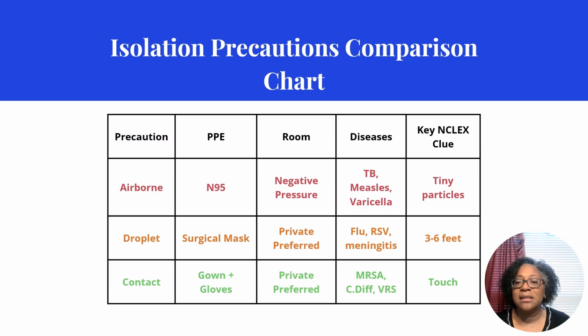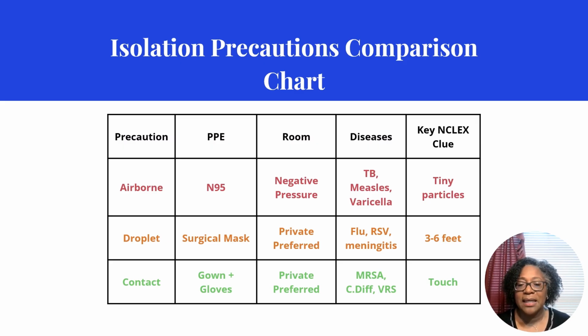So let's just kind of simply break down everything. I have a chart here. Airborne particles are tiny particles floating in the air. So the patient needs to be in a negative pressure room. The nurse needs to wear an N95. And the common diseases are tuberculosis, measles, and varicella.